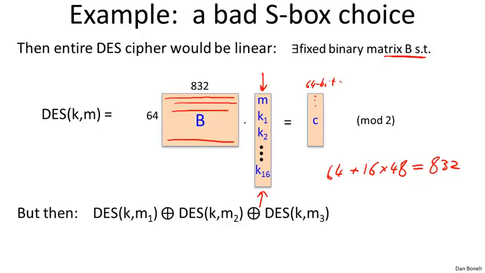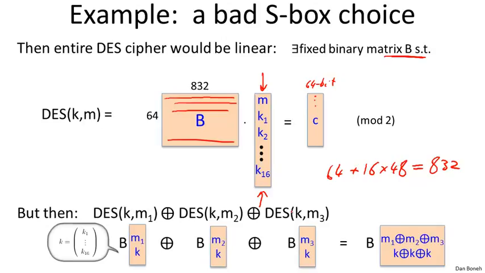Let me give you a very simple example. Basically, if you take the XOR of 3 outputs of DES, let's think what that means. We would be looking at B, the matrix B that defines DES, times one vector, XOR B times another vector, XOR B times a third vector. We can take the B out of the parentheses, so we'd be doing B times this vector over here, but of course K XOR K XOR K, this is just K. And so if you think about what that means, we just got back DES of K at the point M1 XOR M2 XOR M3.